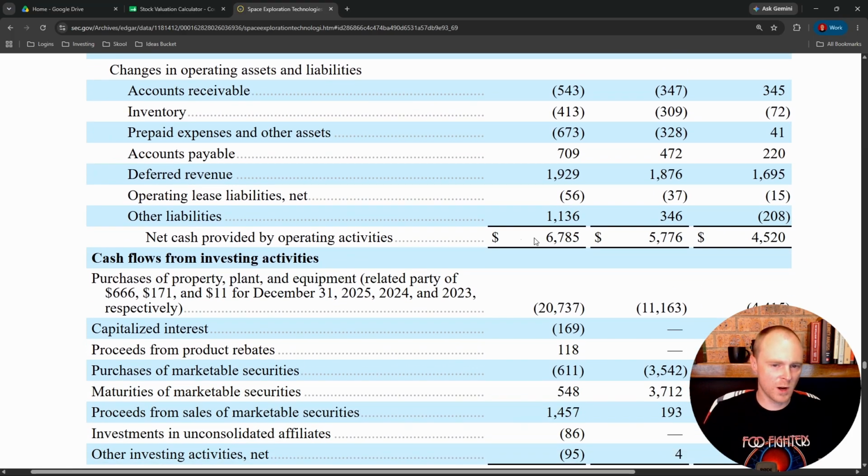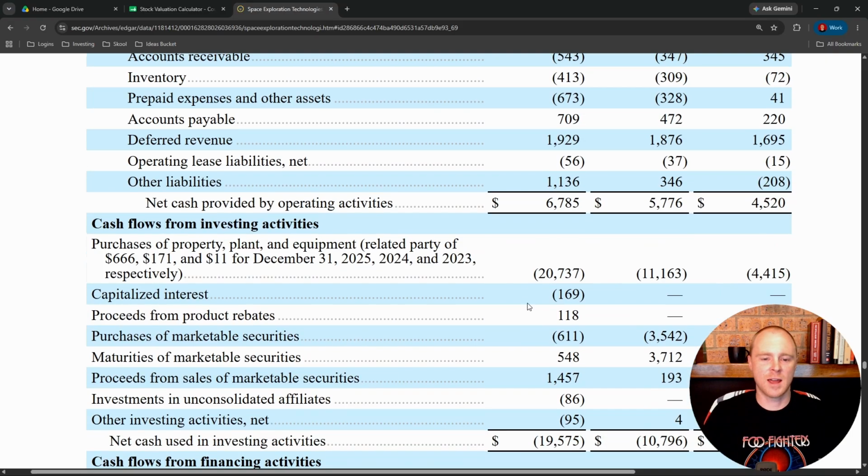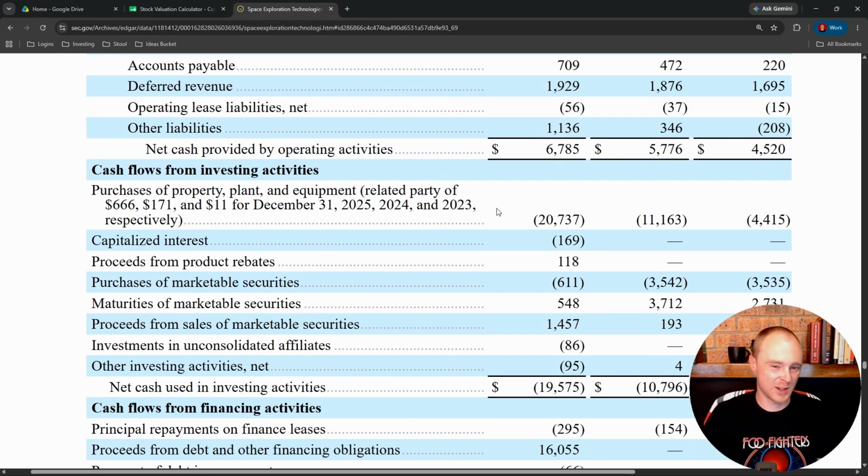Now, where is the business spending that money, and the rest of previous investors' money as well, the private owners? Purchases of property, plant, and equipment. Everything's getting plowed into it at the moment: 4.4 billion, up to 11 billion, then up to 20 billion. So we can see here that the business is purely punching it all into building out assets for the business.